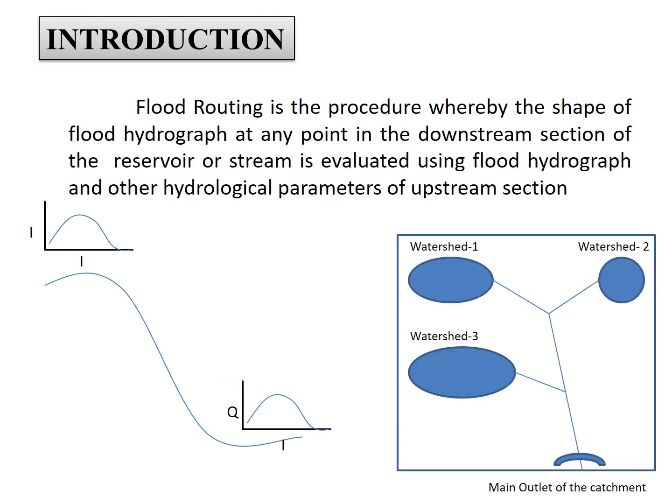So, as far as the catchment area is concerned, a catchment area consists of various types of watersheds, that is, single units or small units of different terrains. And if we want to evaluate the outflow at the main outlet of a catchment area, we have to calculate the outflow from each of the watersheds.